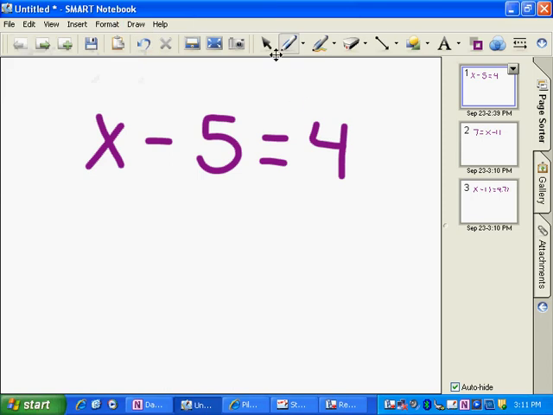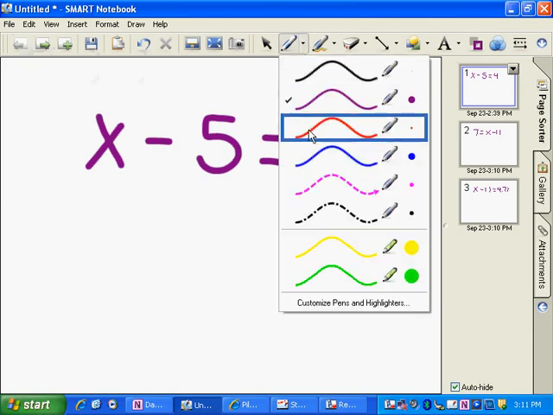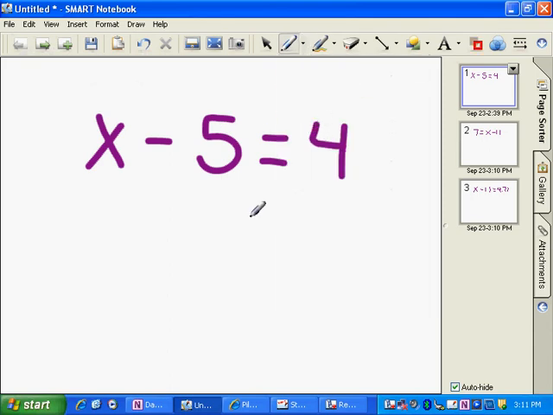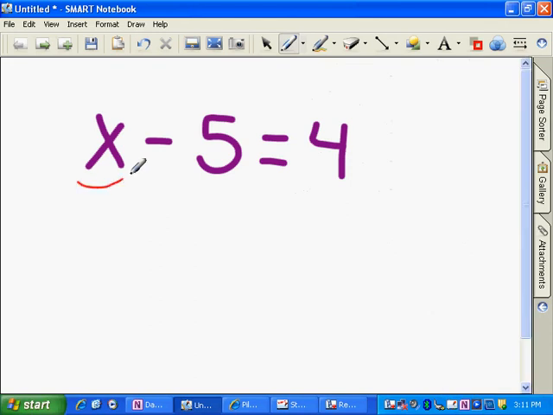I'm going to talk to you about how to solve equations, solve subtraction equations. Now, when you are solving equations, in order to find a solution, you have to remember that you're trying to isolate the variable. You're trying to get the variable by itself. So in this case, x. And in order to get the x by itself, I've got to get rid of this minus 5.